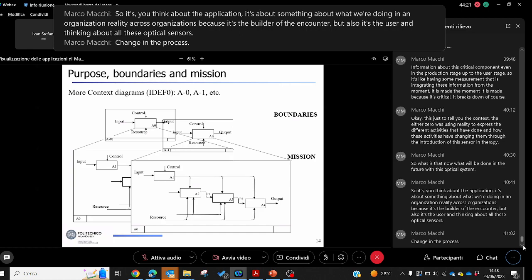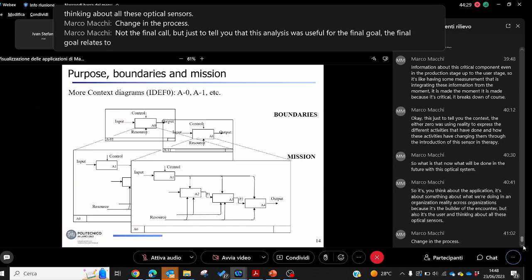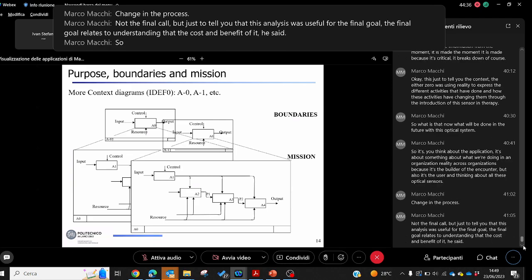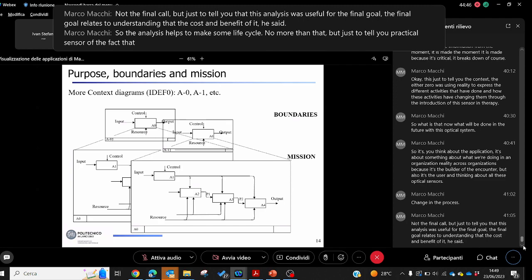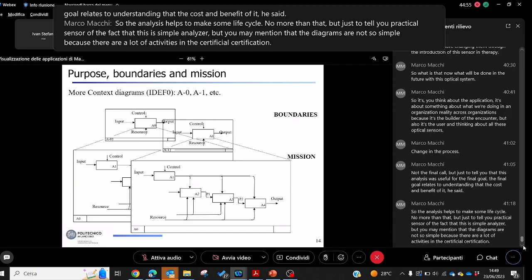This is not the final goal, but just to tell you that this analysis was useful for the final goal. The final goal relates to understanding the cost and benefit of this system. So the analysis helps to make some life cycle cost. No more than that, but just to tell you a practical sense of the fact that this is a simple analysis, but you may imagine that the diagrams are not so simple because there are a lot of activities in the production, certification, helicopters, testing, and so on.